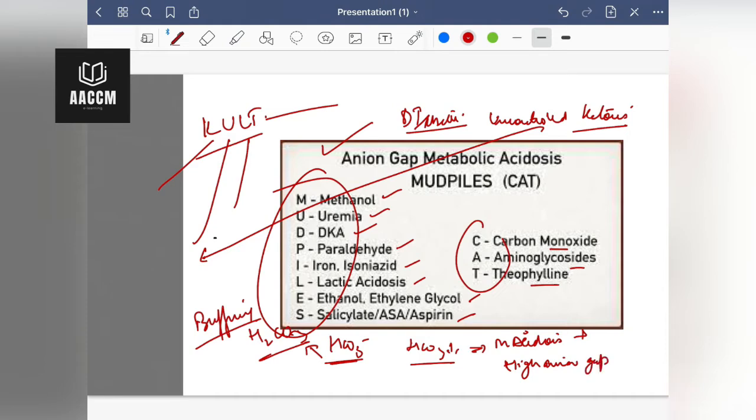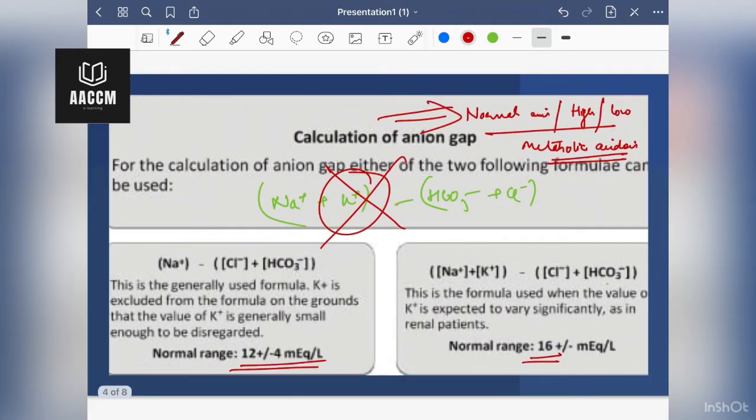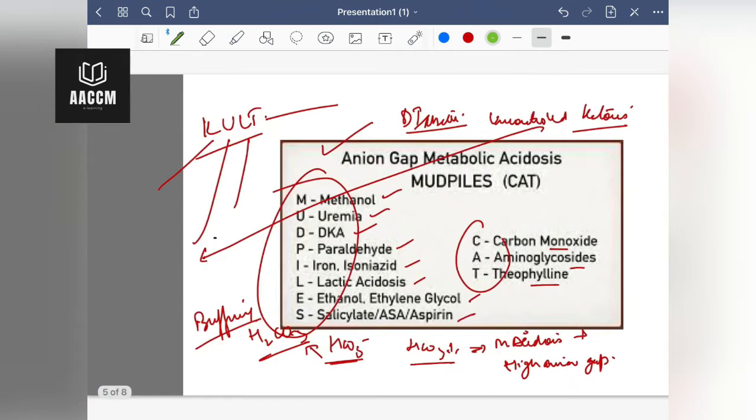Now, if we remember this formula, if the bicarbonate level falls, the anion gap will increase. So, this is a simple example which happens in a case of diabetic ketoacidosis. I hope I am clear till now.